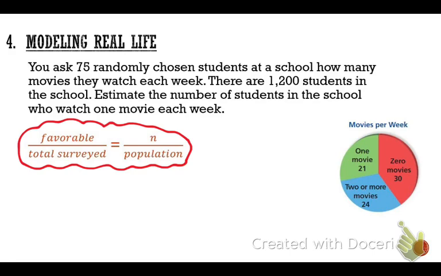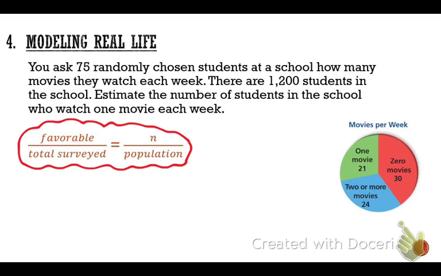So here's an example, kind of like the last problem you'll see. You ask 75 randomly chosen students at a school how many movies they watch each week. How many of you would say that you watch at least one movie a week? Not a TV show. How many of you would say you watch more than one movie a week? Who would say you don't watch very many movies at all? All right, interesting. More people choose 0 movies than not.